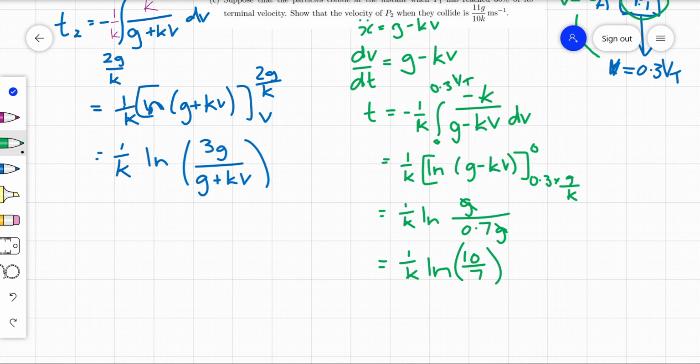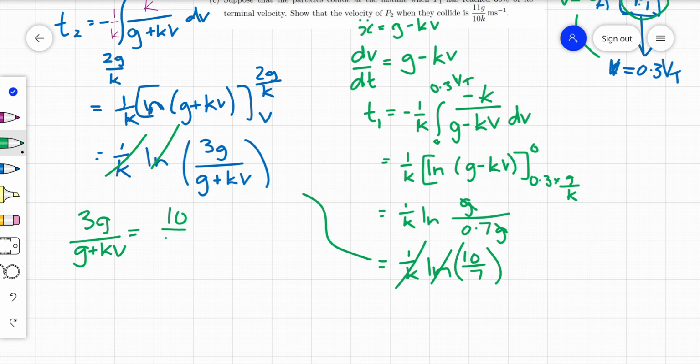And remember the time at a particular velocity for the other particle. If I make this t1, and we can see in blue the t2. Clearly if they start at the same time and they collide, they must collide at the same time. Therefore these two times must be equal, so let's set them equal to each other. 1 on k, they're both log. So what are we really saying? We're saying 3g on g plus kv has to be equal to 10 on 7.